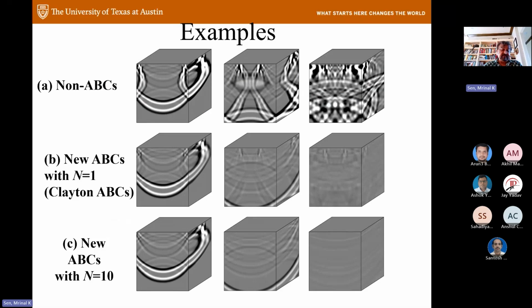So here are your 3D examples in a 3D block. When there are no absorbing boundaries, you can see a lot of reflections coming from the edges, and you cannot identify the real events that we're interested in because they're completely masked by edge reflections. This is with a one-way propagator. This is slightly better, but still there's some residual. And this is with our new absorbing boundary condition.